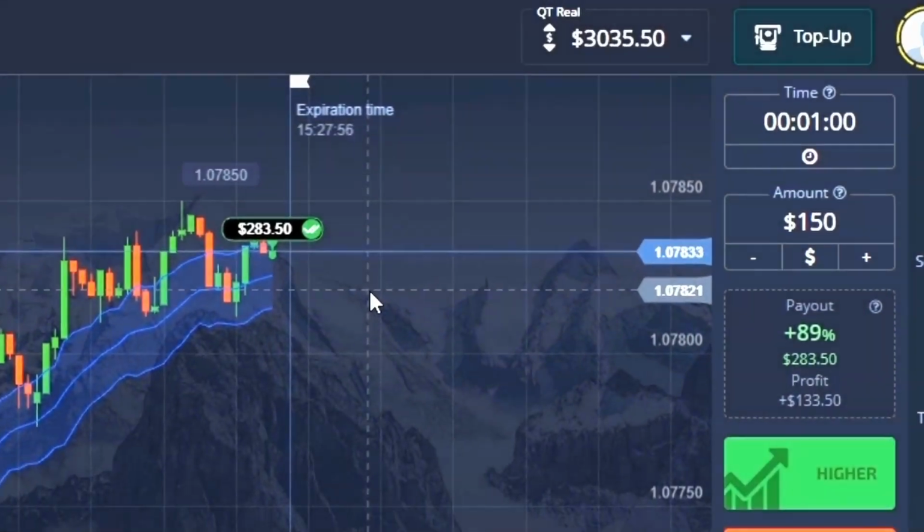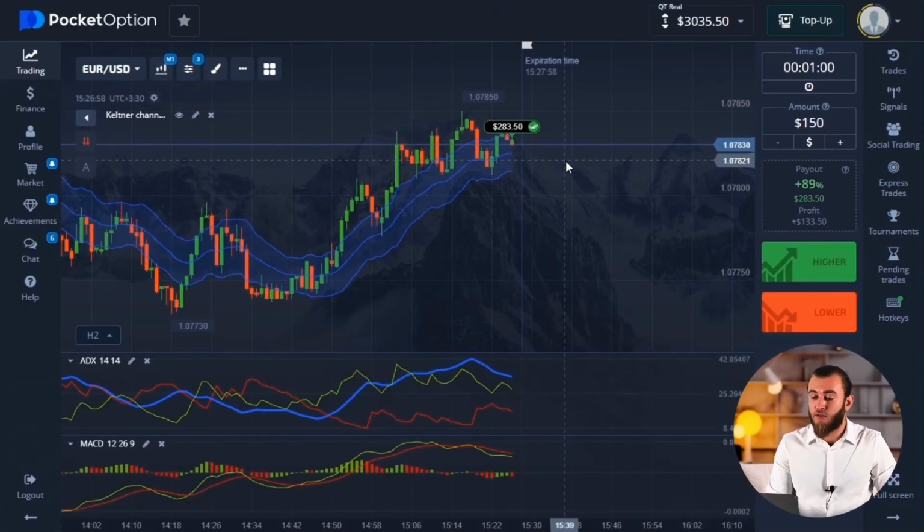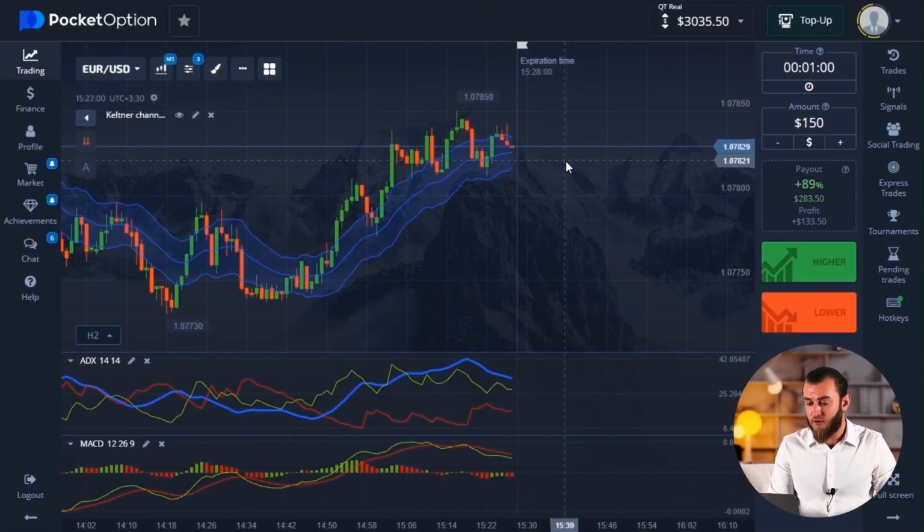Everything is going smoothly, or rather according to the forecast. The deal brings me $133 to my balance. Great, I think we can continue.